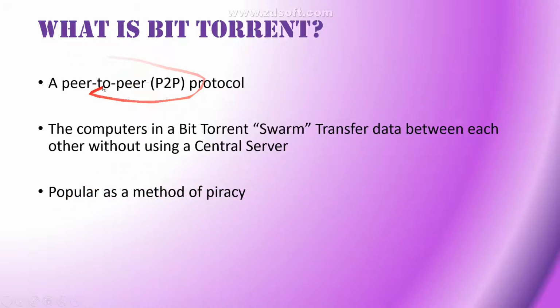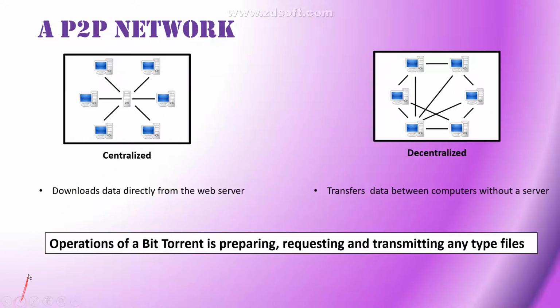Let's see how this works as a peer-to-peer protocol. If this is your computer and you launch a web page on this computer, you connect directly with this central server. This may cause much traffic, but if you are using BitTorrent, it is a peer-to-peer protocol. So it has no central server, it is decentralized, so no traffic. The main operations of BitTorrent are preparing, requesting and transmitting any types of files which are connected with the BitTorrent swarm.